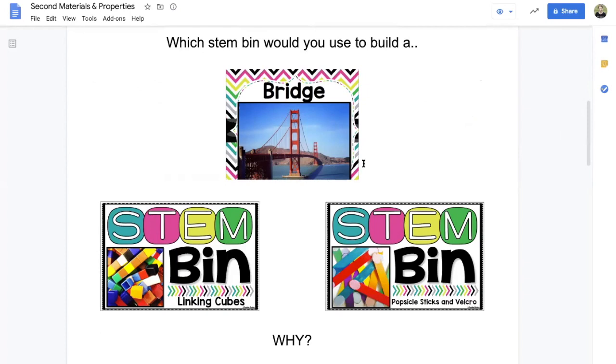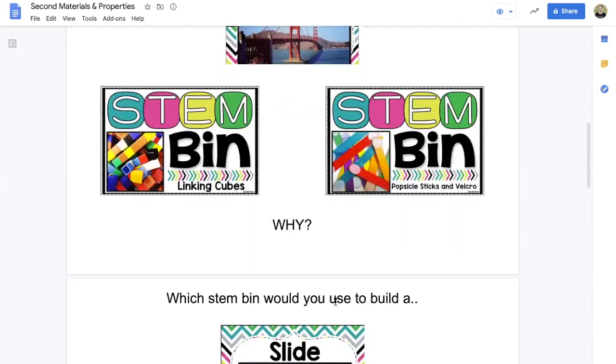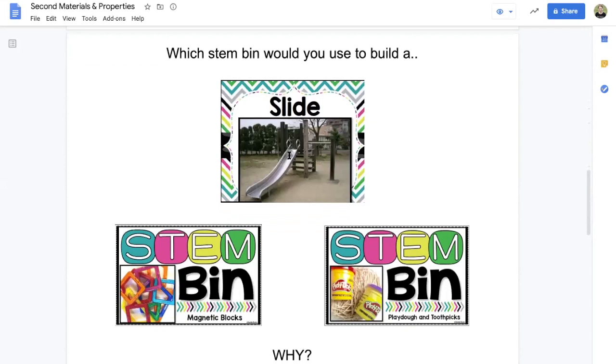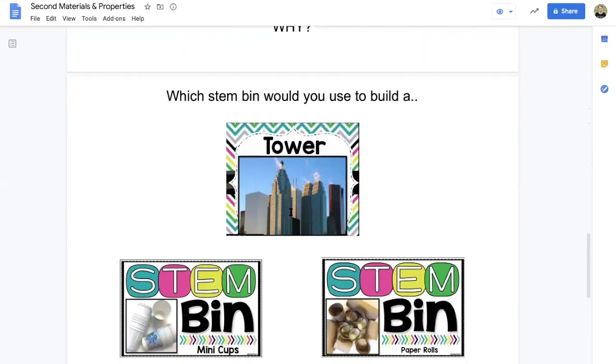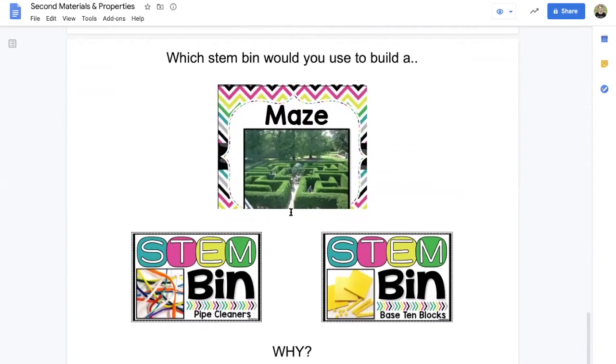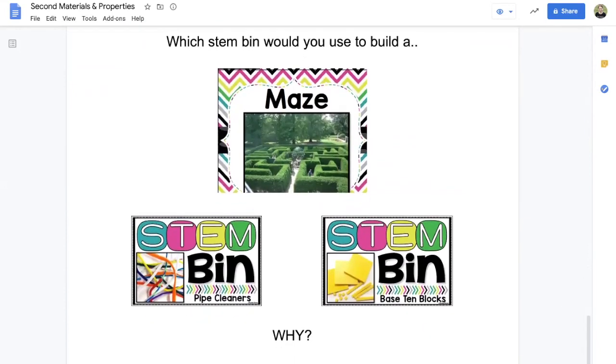Which STEM bin would you use to build a bridge? And then pick, would you use the linking cubes or would you use the popsicle sticks and Velcro? And then I really want you to talk about why, okay? Why would you use the linking cubes or why would you use the popsicle sticks and Velcro? Think about their properties. Which one is stronger? Which one can make the shape of a bridge better? Things like that. Which STEM bin would you use to build a slide? Same thing, which one and why? Think about its properties and so on. There's a few more. Which STEM bin would you use to build a tower? And which STEM bin would you use to build a maze?